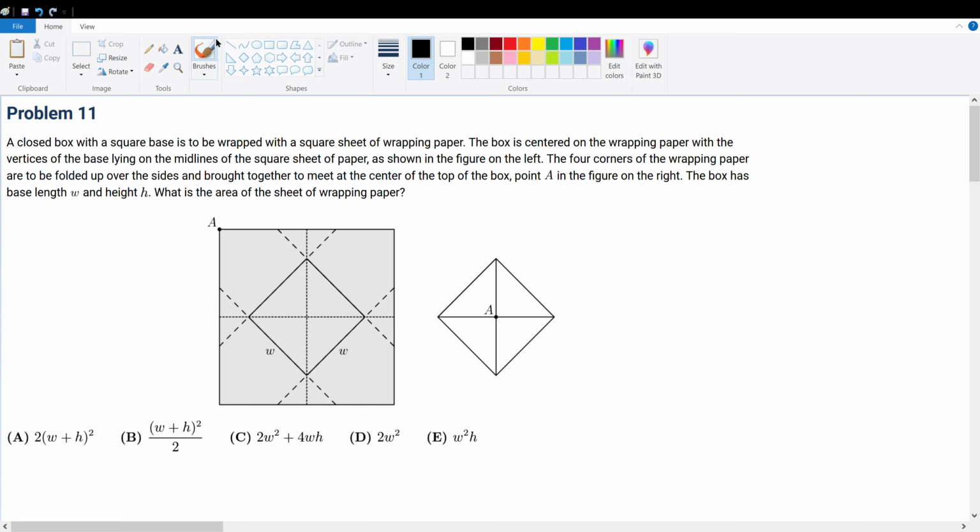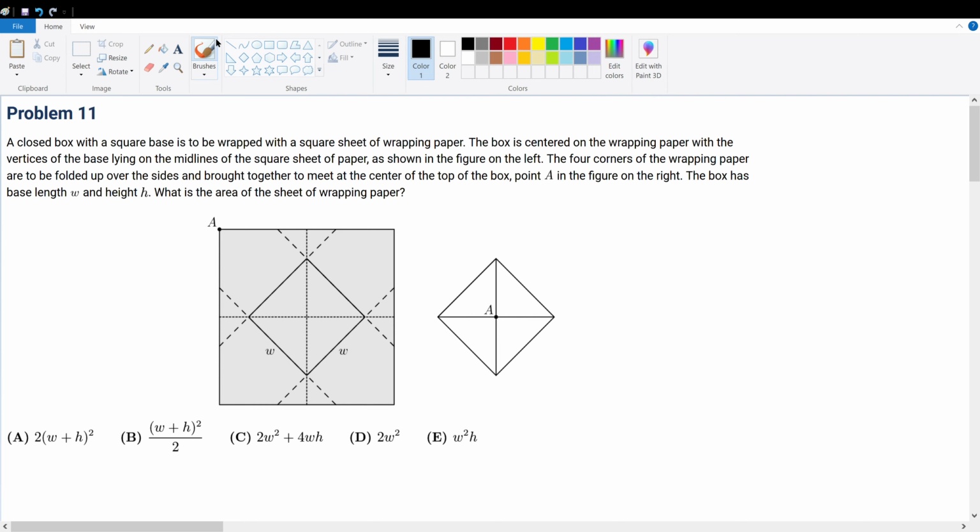Problem 11. A closed box with a square base is to be wrapped with a square sheet of wrapping paper. The box is centered on the wrapping paper with the vertices on the base line on the midlines of the square sheet of paper, as shown in the figure on the left. The four corners of the wrapping paper are to be folded over the sides and brought to meet at the center of the top of the box, point A in the figure on the right.